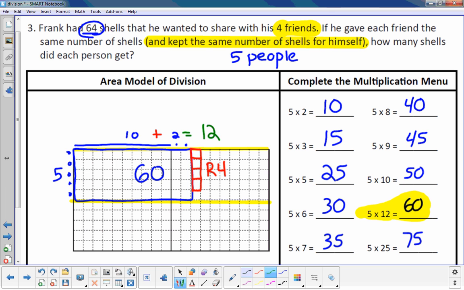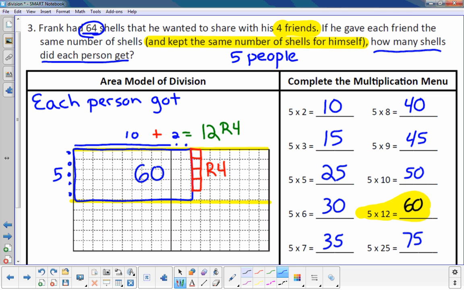It's 12, remainder 4. So that answers the division problem, but does that answer the question? What's the question? How many shells did each person get? Well, they each got 12. Each person gets 12 shells. If you want to say a little more, you could say there are 4 left over. Or there are 4 left.